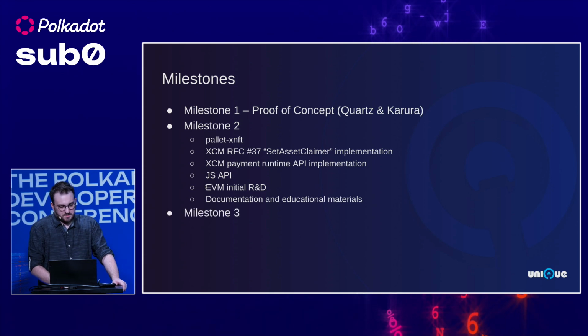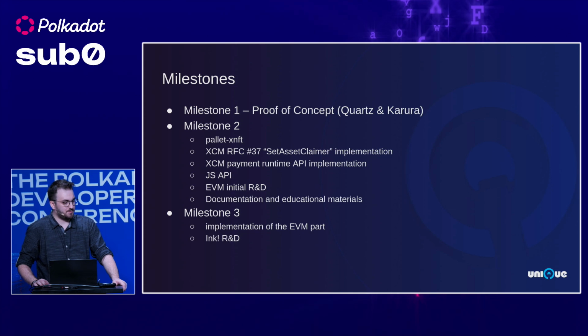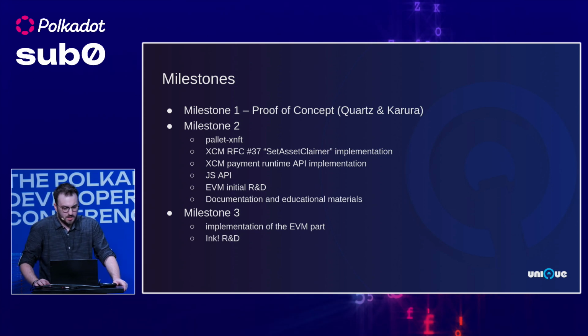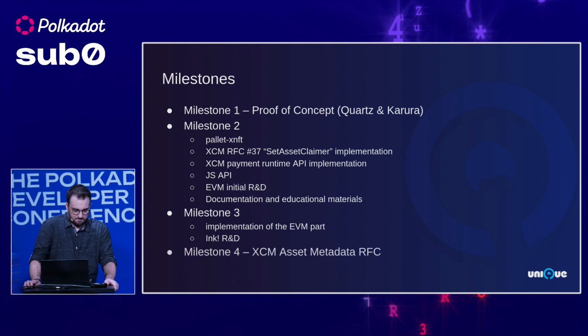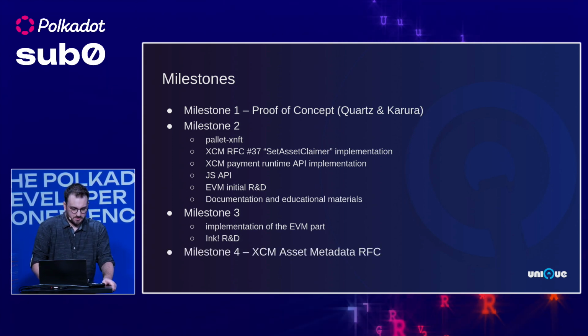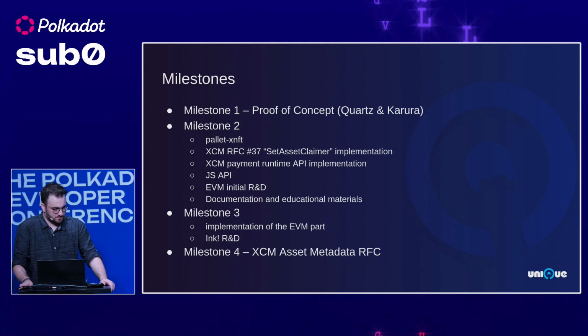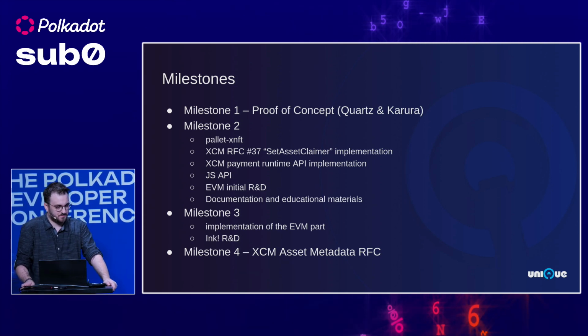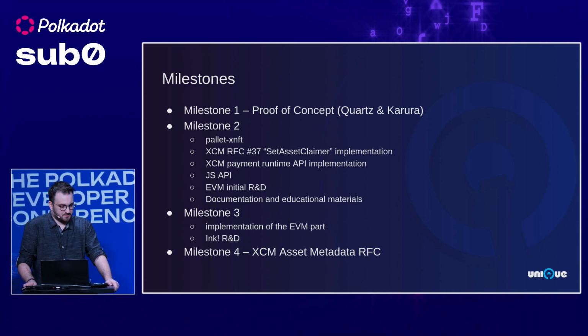Let's quickly review the rest of the milestones. Milestone 3 contains the implementation of the EVM part and the R&D for the ink part. And finally, milestone 4 is about the XCM asset metadata RFC. As you can see, most of the work is in milestone 2. Milestone 3 is about the adaptation of milestone 2 to smart contract platforms. And milestone 4 sets the stage for XCM metadata operations.